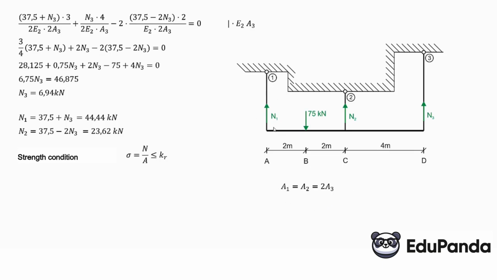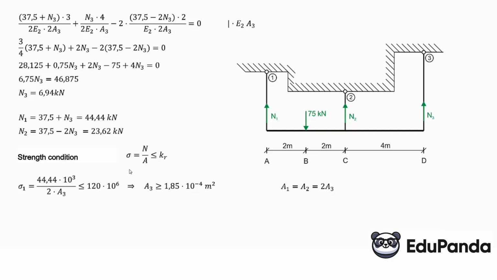The cross-sectional area of the first rod must be the same as the cross-sectional area of the second rod, and half the smaller cross-sectional area must be for the third rod. Okay, we need to check each of the rods and dimension them so that the strength condition for each rod is satisfied. So the force in the first rod N1 is 44.44 kN, which is times 10 to the power of 3. And A1 is 2 times A3, so I substitute 2 times A3. It must be less than or equal to the tensile strength of steel, which is 120 megapascals, mega, which is times 10 to the power of 6.